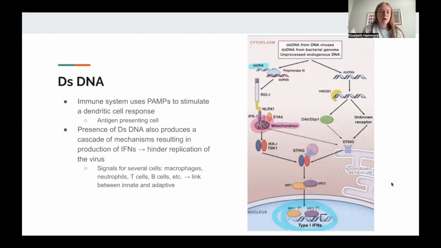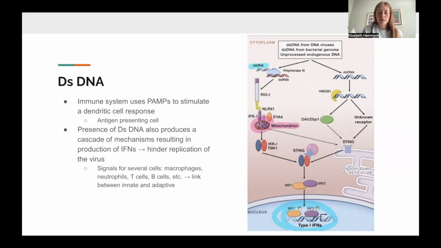So lastly, talking about double-stranded DNA, we will see that the immune system, again, uses PAMPs to stimulate dendritic cell response. And these dendritic cells are the antigen-presenting cells, so they will become very important in further immune response. And the presence of the double-stranded DNA also produces a cascade of mechanisms, as we can see here in the image, which will result in producing type 1 IFNs as well. And these IFNs specifically will hinder the replication of the virus.